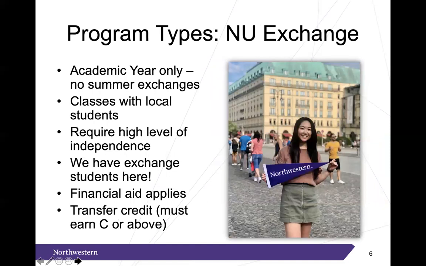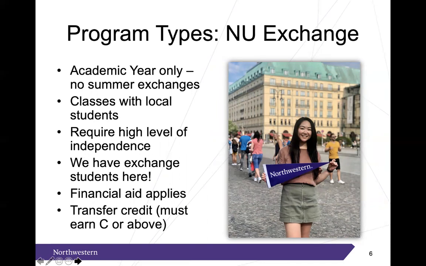Let's move on to Northwestern exchange programs. These programs allow you to enroll directly at a Northwestern partner university, which are among some of the most prestigious institutions in the world. You have the flexibility to choose courses from the course catalog at your host university, although some exchanges might have some restrictions to certain departments or disciplines.